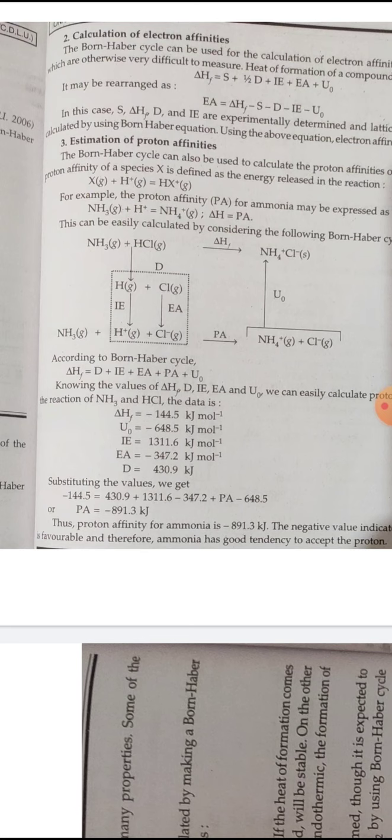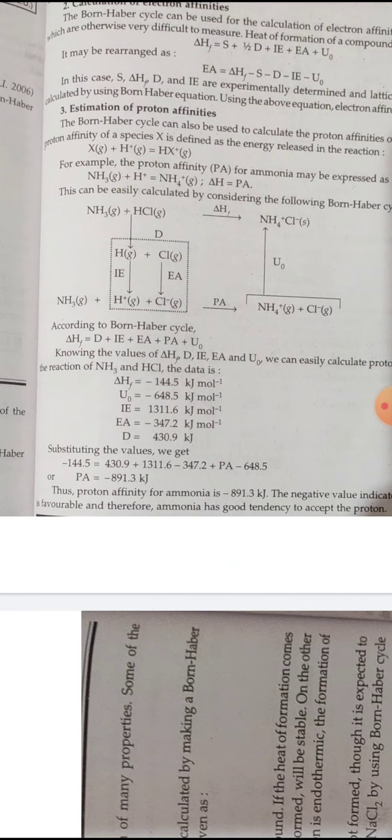And by using different steps, that is, NH3 in gaseous state plus HCl, HCl is dissociated into H and Cl, then from ionization energy, H plus ion is formed. From electron affinity, chloride ions are formed, and with proton affinity, NH3 accepts H plus ion and NH4 plus ions are formed. Then the energy released, that is lattice energy, forms NH4Cl. Knowing the values of all these, that is delta H, D, ionization energy, electron affinity and U0, we can easily calculate proton affinity PA.